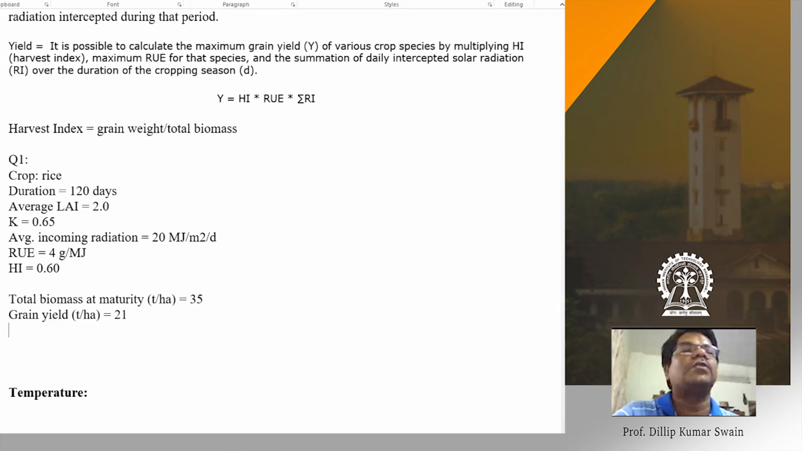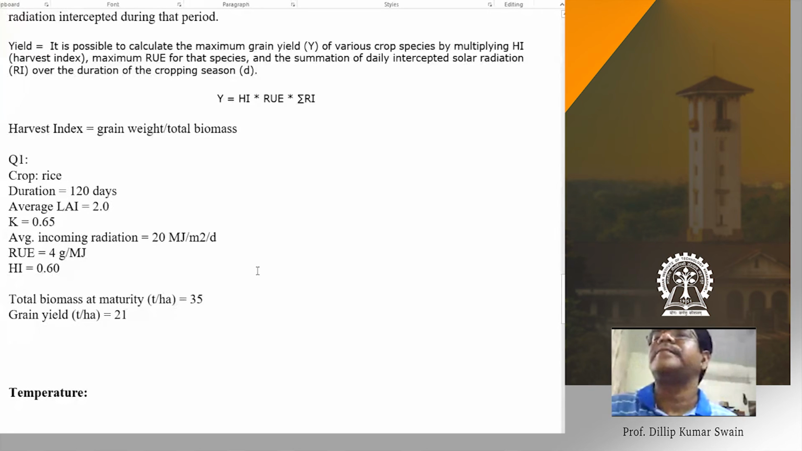Total biomass includes your leaves, stem, straw, everything. Grain, leaves, stem, whatever they are in the plant, everything comes under total biomass. If you exclude the rest, the grain is one part and the rest comes as the other part. Then you get the harvest index.